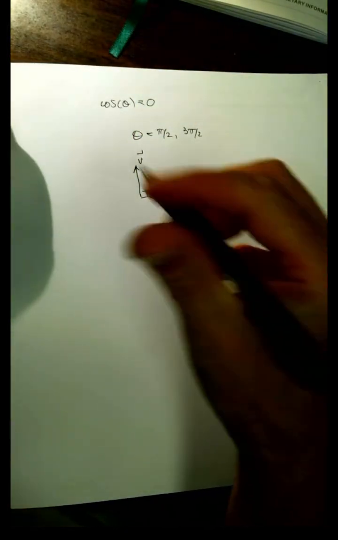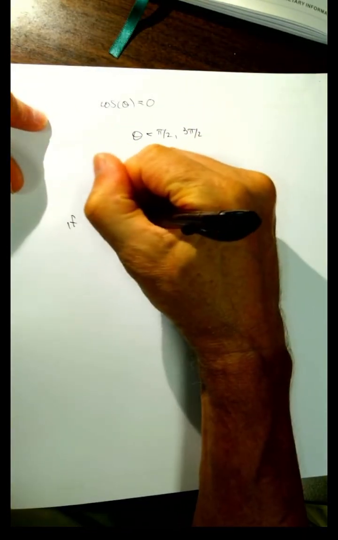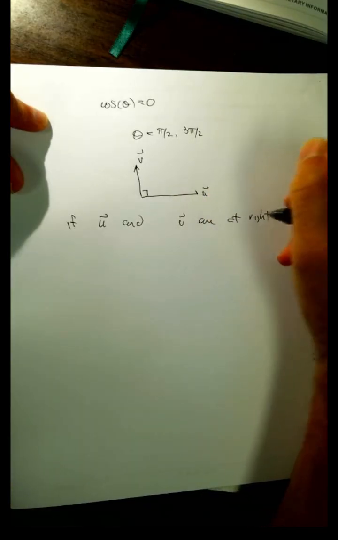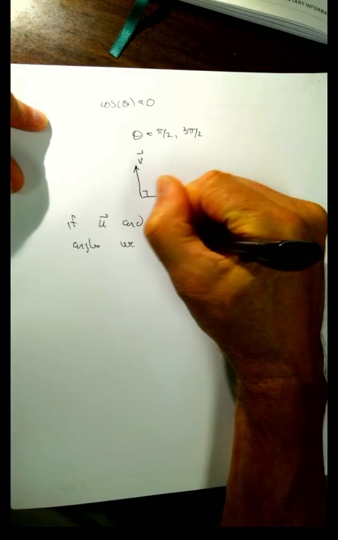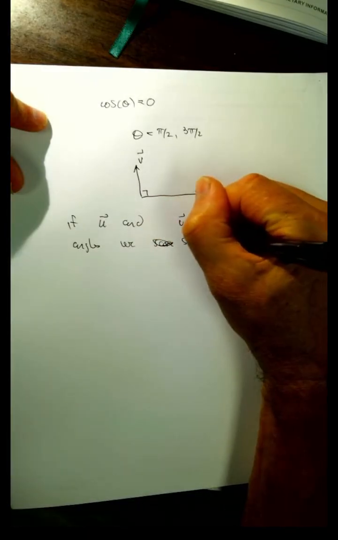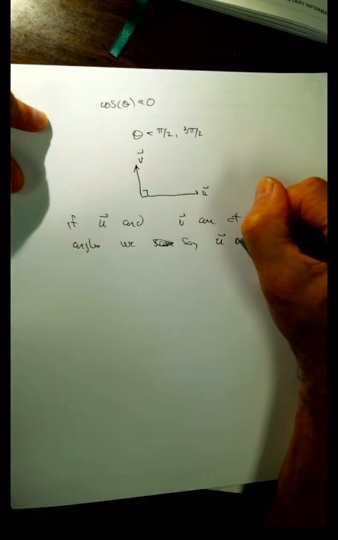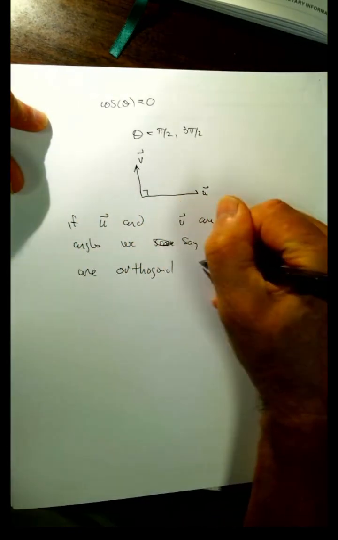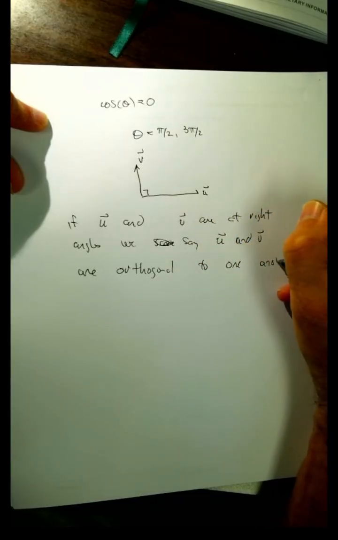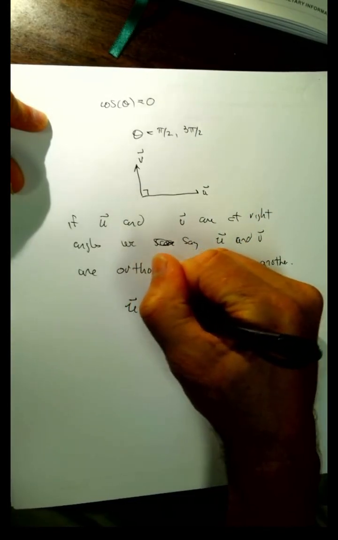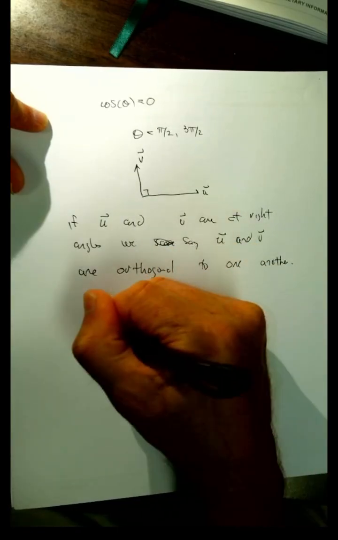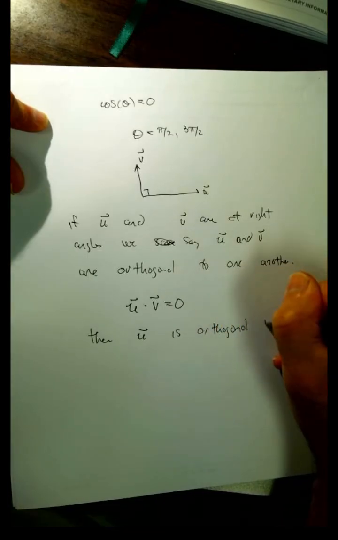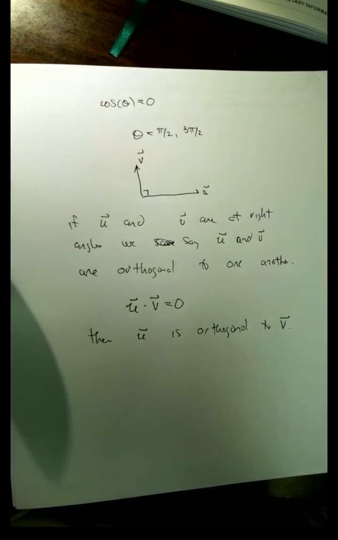Okay. So if we have that u and v are at right angles, we are going to say u and v are orthogonal to one another. Right. Another way to say that is if u dot v is 0, then u is orthogonal to v, where v is also orthogonal to u.